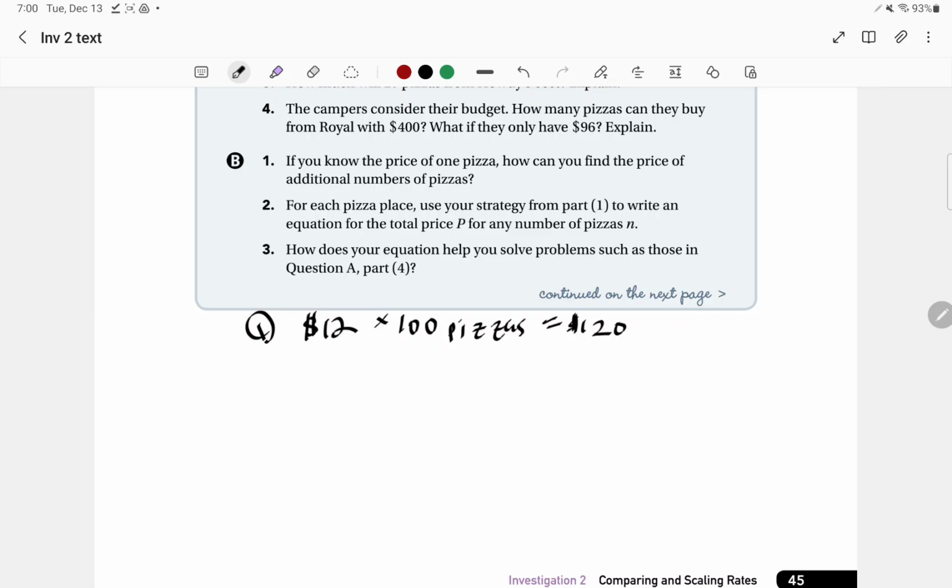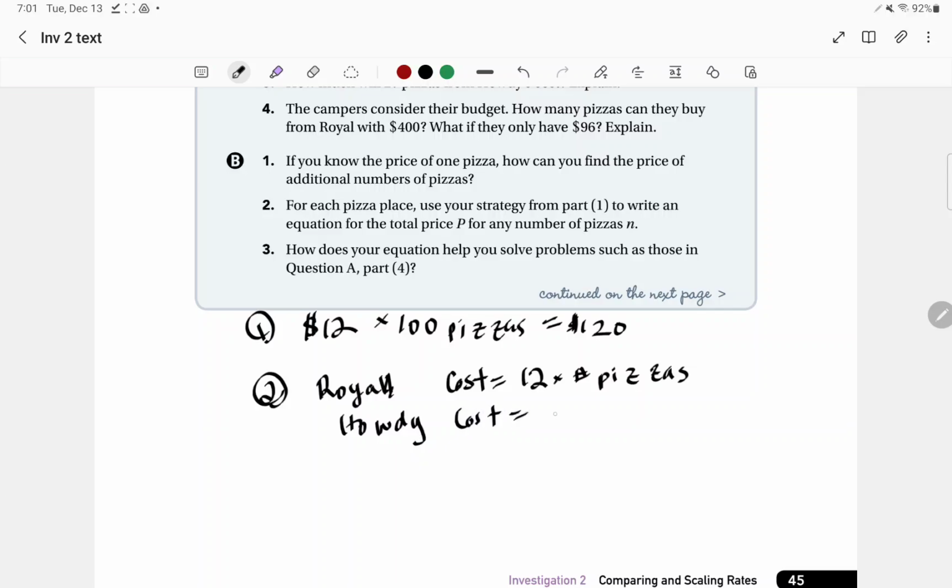Number 2, for each pizza place, use your strategy from part 1 to write an equation for the total price for any number of pizzas. So in number 2, let's do the Royal first. So the Royal, there's only one L, but the cost would equal 12 times the number of pizzas. And then for the Howdy's, the cost would equal 13 times the number of pizzas.